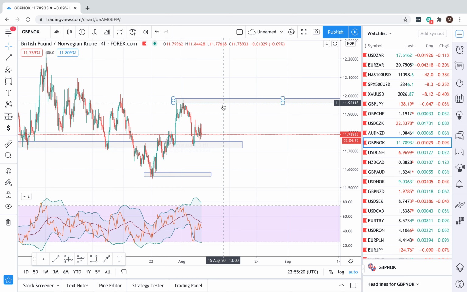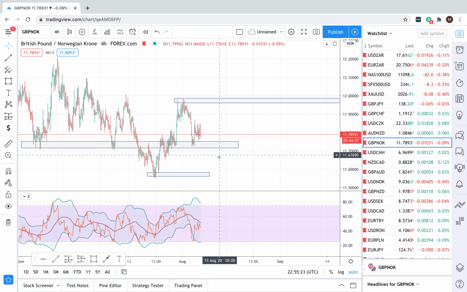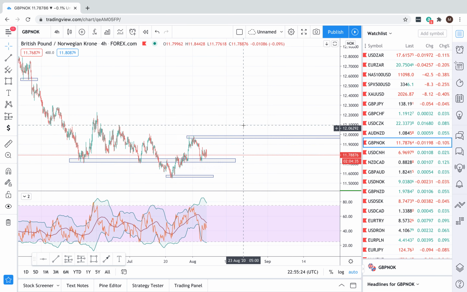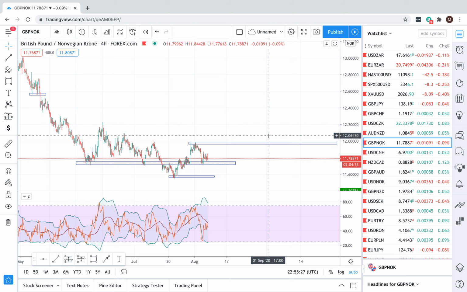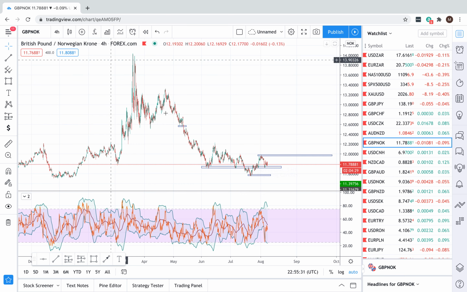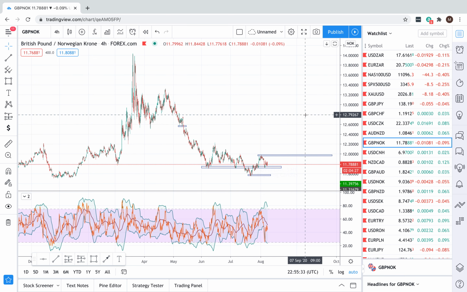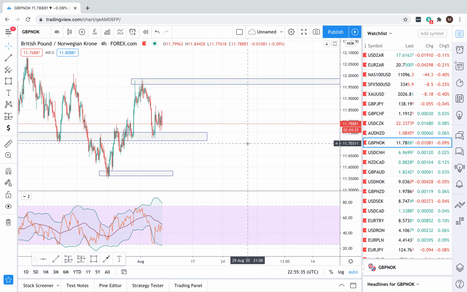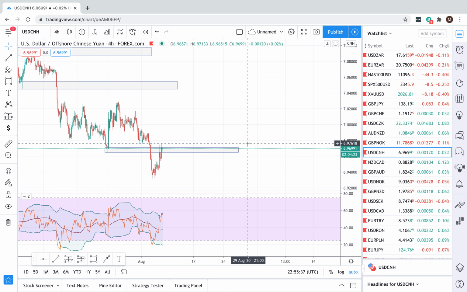GBP and OK right here, I would wait for price to break this zone here to look for a possible long setup. Wait for price to break multiple key levels to be sure of the continuous possible new uptrend, because price was on an overall downtrend for a long time and now it's looking like a possible continuation of the uptrend.